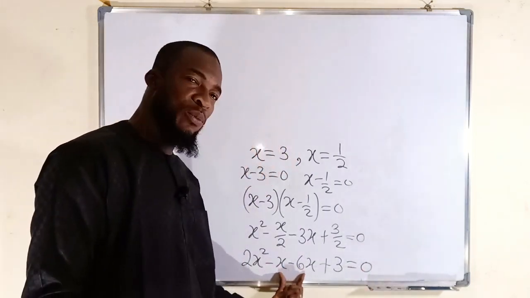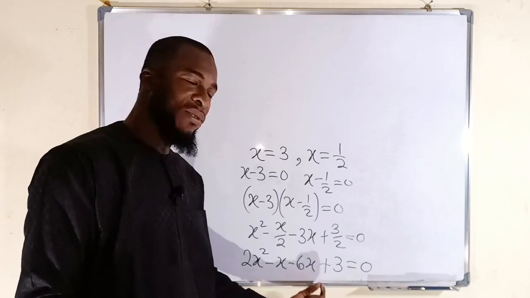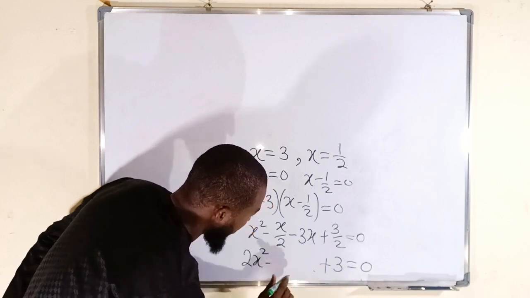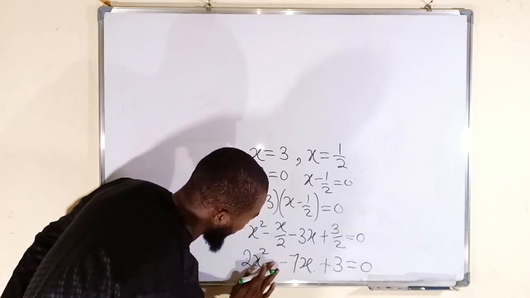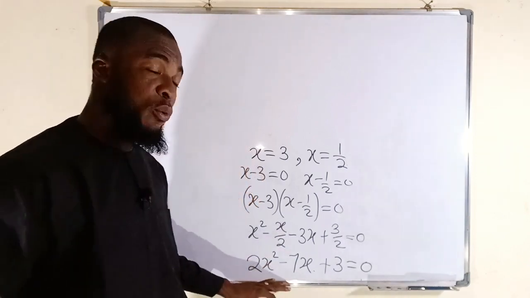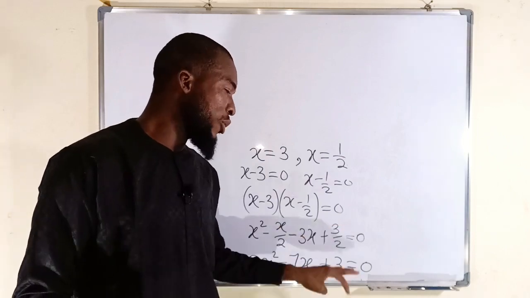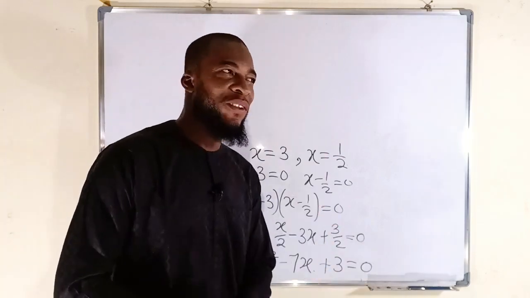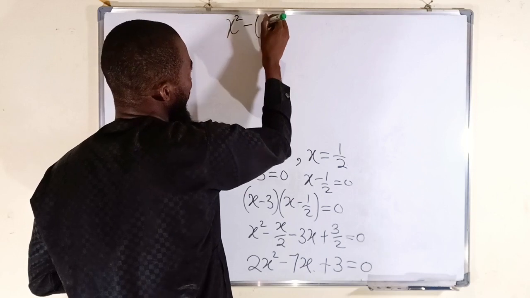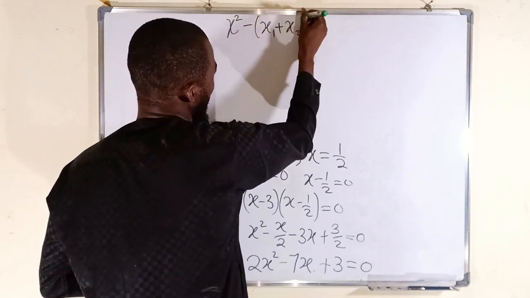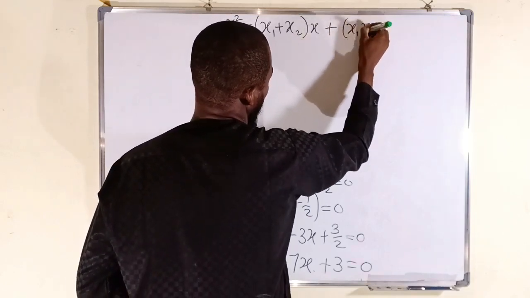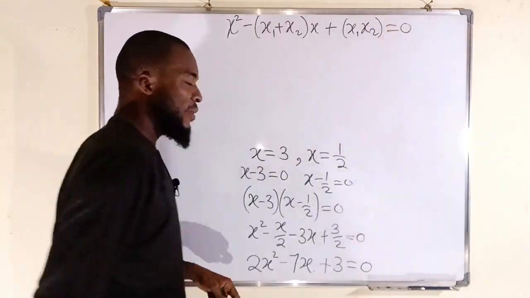Then you need to join these two middle terms together. Negative x, negative 6x, which is negative 7x, right? So let me write it as negative 7x. This is 2x squared, right? So this is our quadratic equation, 2x squared minus 7x plus 3 equal to 0. Now let us apply that formula and see whether we're going to get the same thing. The formula is x squared minus the sum of the roots, then multiplied by x plus the product, x1 times x2, and the whole of this equal to 0.